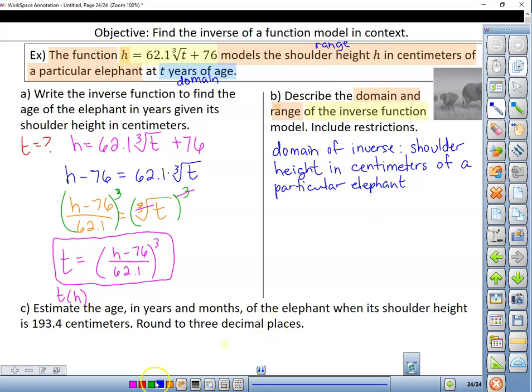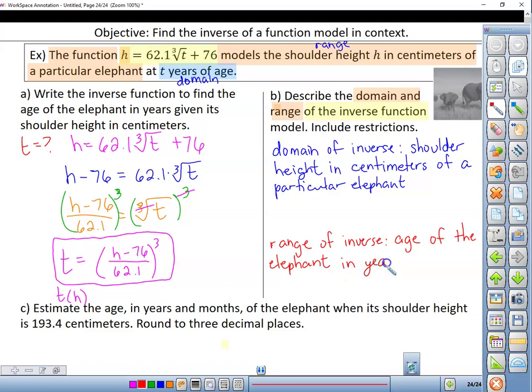And the range of our inverse function would have to have been the domain quantity, which is the age of the elephant in years. So we'll say age of the elephant in years.